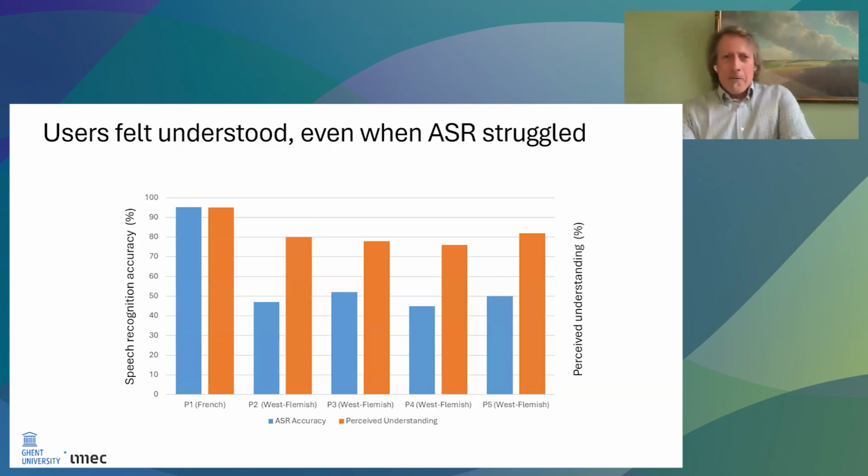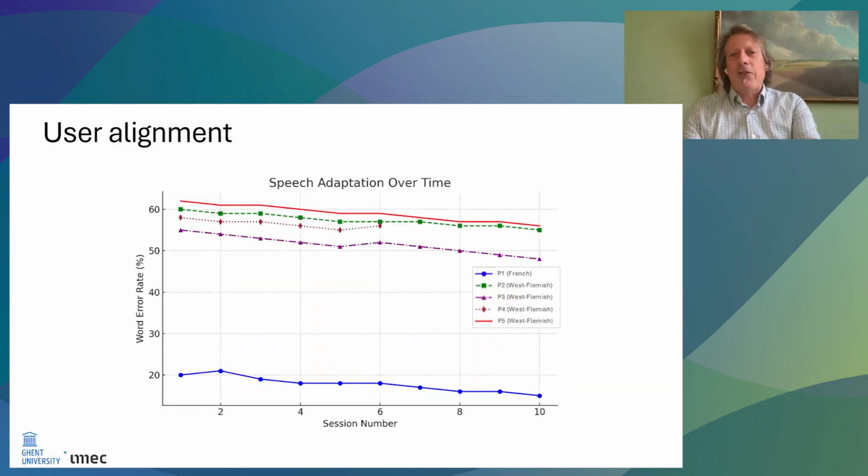Another thing that we noticed was that our residents were adapting their speech to be better understood by the robot. When they started out, you get a fairly high word error rate, certainly for the local dialect, but that goes down over the weeks. It means that they have somehow unconsciously learned to adapt their speech, their rate of speech, and the words that they use, to be better understood by the robot.